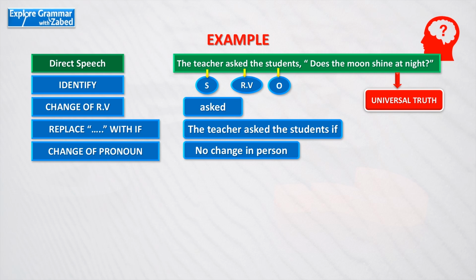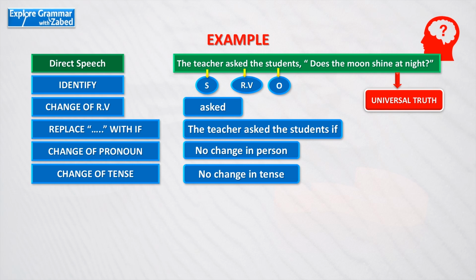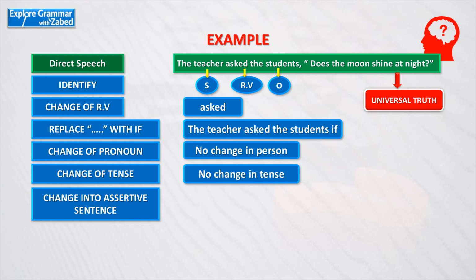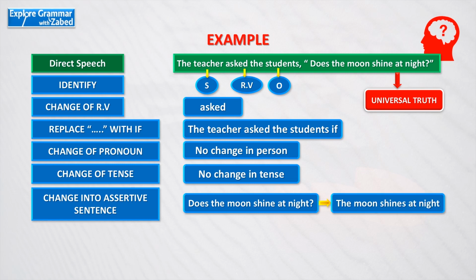Note that here the subject of the reported speech, the moon, is given in noun form. Step 5 is to change of tense. Because of universal truth, tense won't be changed here. Step 6 is to convert the interrogative sentence into statement. Here, does the moon shine at night gets converted to the moon shines at night.